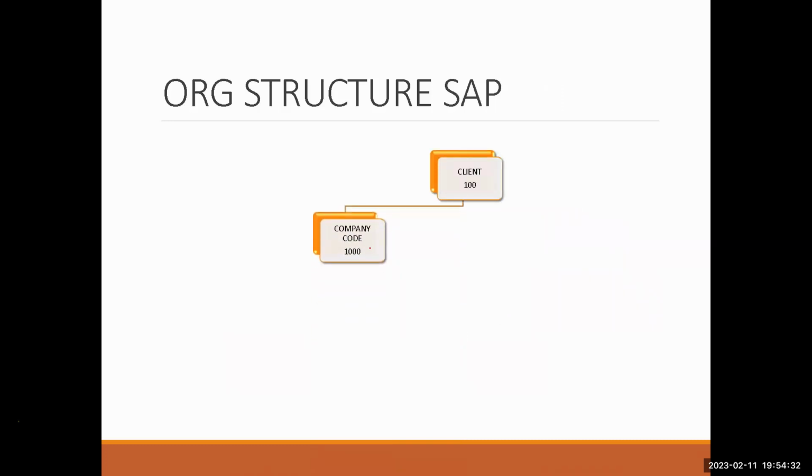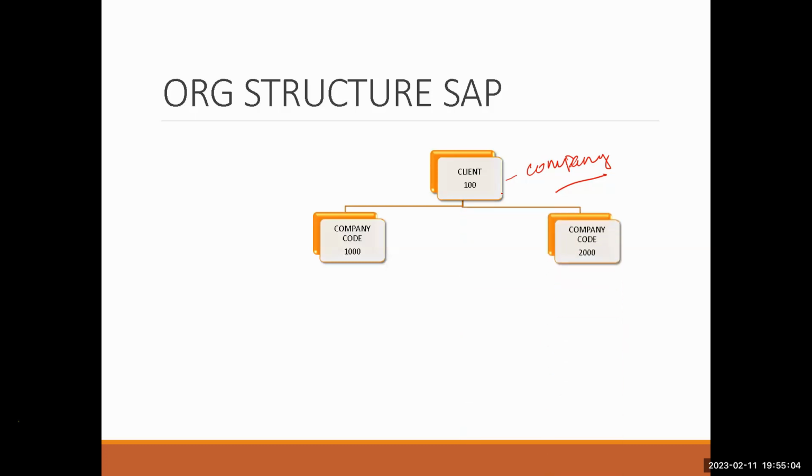In SAP you can see the organization structure as follows. First there will be a client. Inside that client you can have a company defined. That depends on your client's business scenario: you can have one company in one client, or two or three companies in one client. That is not an issue, but basically inside a client you will have different company codes.